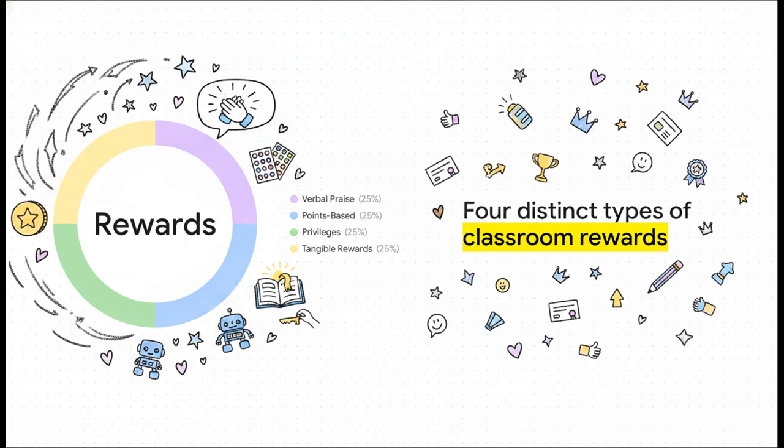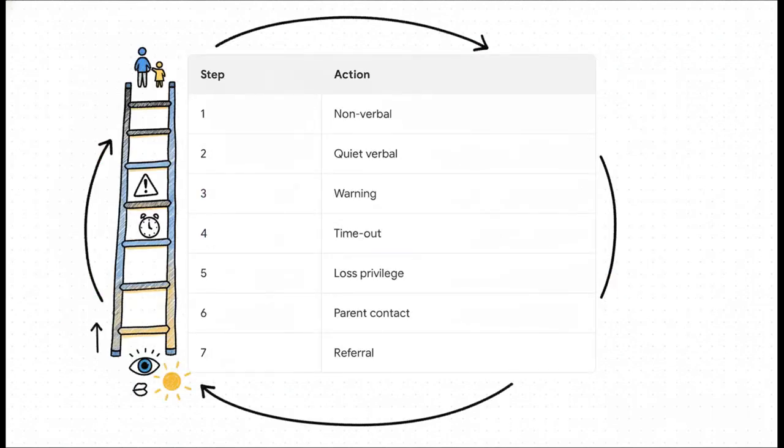Now, while stickers and points are great, the source materials heavily emphasize that immediate, specific verbal praise tied to effort is incredibly powerful, and it's completely free. Saying something like, "I noticed you helped your partner without being asked," highlights the effort rather than just the outcome, and that's what drives deeper intrinsic motivation. But, of course, missteps are gonna happen. That's just part of teaching.